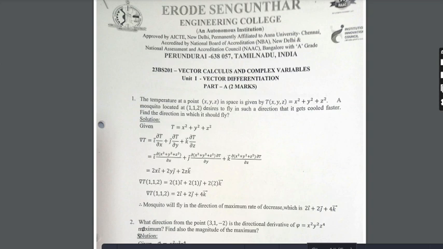First question, a temperature at a point x, y, z in space is given by T of x, y, z equal to x square plus y square plus z square. A mosquito is located at 1, 1, 2, decides to fly in such a direction that it gets cooled faster. Find the direction in which it should fly. So here the value of x, y, z has been given. We need to find the value of direction, that is del T we need to find.